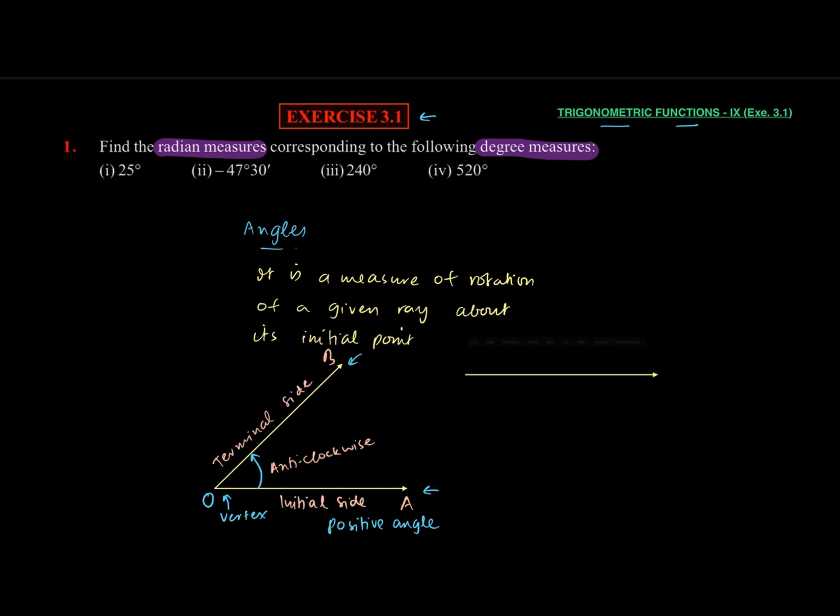Now suppose again we have a ray and now we are rotating this ray in a clockwise manner. So here again we'll have an angle. Here again this will be our O, the vertex, and this is our angle. Now suppose this is A and this is B. OA will be our initial side and OB will be our terminal side. And here again one can observe that the rotation is taking place in a clockwise manner. So this angle will be a negative angle.